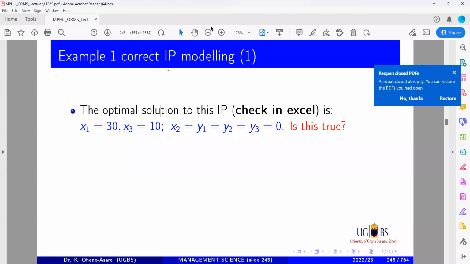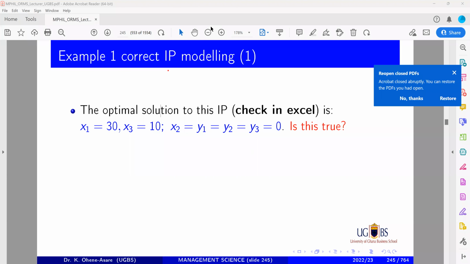Okay, I got someone raise a hand. Yes, BT. Sir, it is wrong because when you look at the blue one, it means that Y is not used. No machine is used. But when you look at X1 and X3, it means we have produced X1 and X3. So definitely we have to use the machine. So for Y1, Y2, Y3 to be 0 means that there is a problem here.